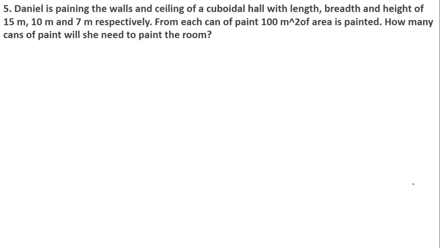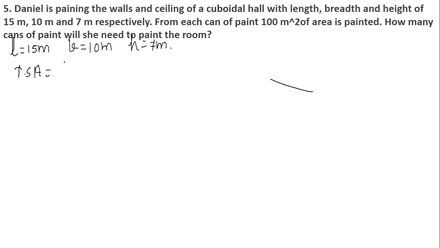Just a minute, pen is not working. Okay, now it is. So here the length is equal to 15 meter, breadth is equal to 10 meter and height is given, that is equal to 7 meter. So to find out how many cans can be used to paint the room, the total surface area of the classroom has to be calculated.